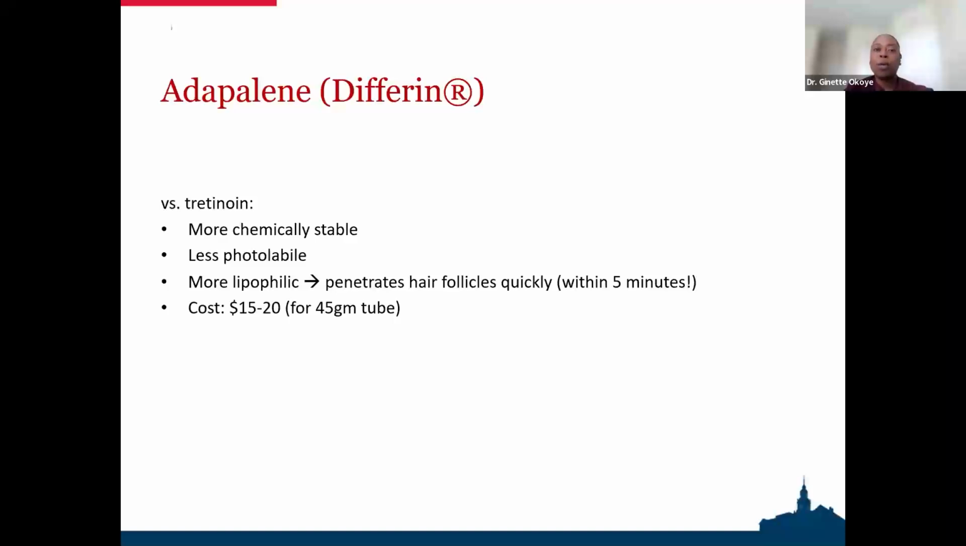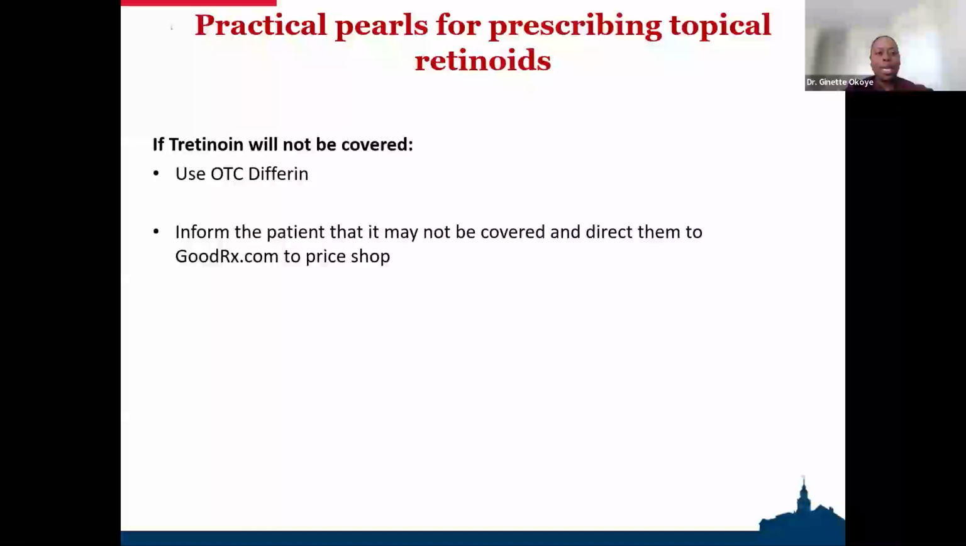It's less photolabile, meaning ultraviolet light does not inactivate adapalene. So patients could do it in the morning, they could do it at night. Sometimes if they can tolerate it, they could do it twice a day. I wouldn't recommend that, but I do have patients who can tolerate that. And it's very lipophilic, so it penetrates the hair follicle very quickly, goes right through that sebum, and it draws in the other medications with it, like your antibiotics or your other acne therapies. So it's a really good medicine. So talk it up with your patients.